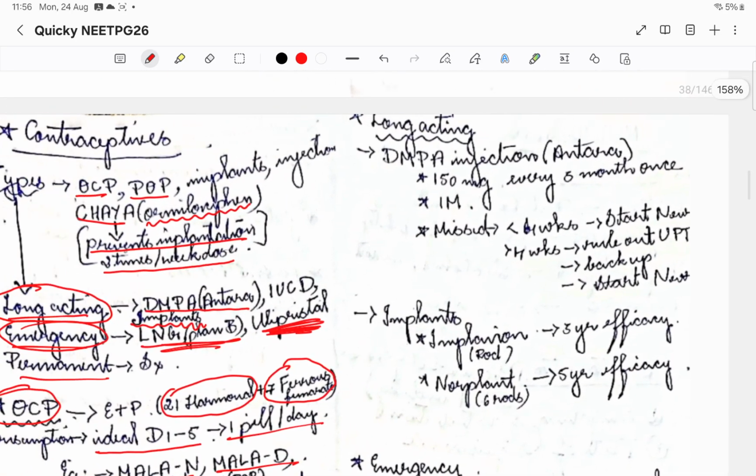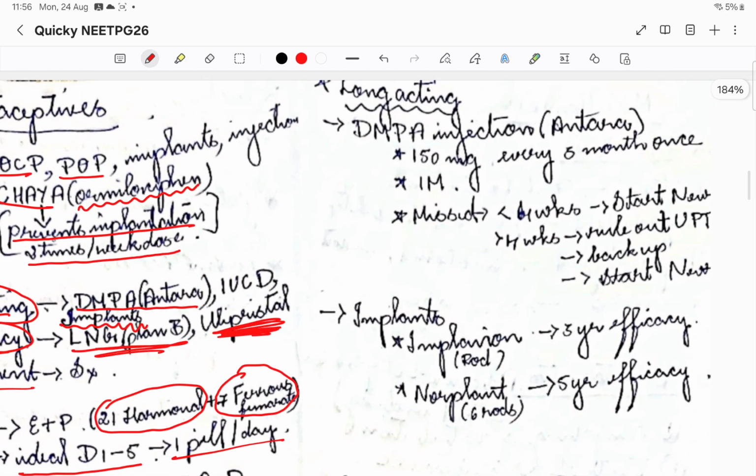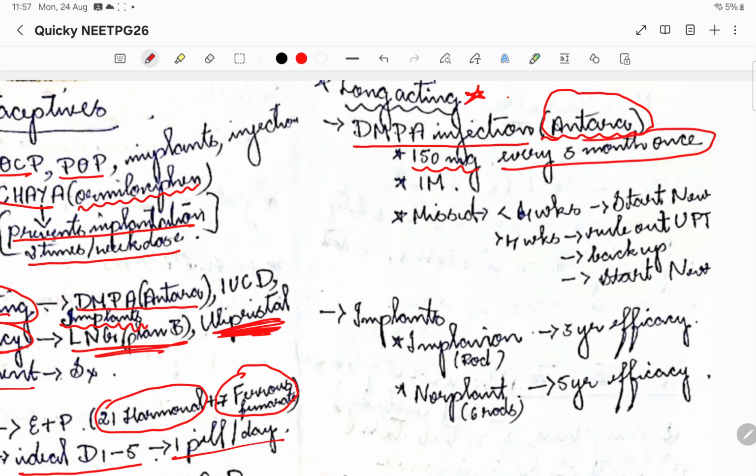Then coming to the other implants, that is long acting. With respect to long acting, DMPA injection, or Antara, I told you, it is a drug. Please go and see the image based question for this. You should be able to identify Antara just by seeing the packet of it. It is a DMPA injection, 150 mg, which we are supposed to give every 3 months, intramuscularly. It is a long acting thing.